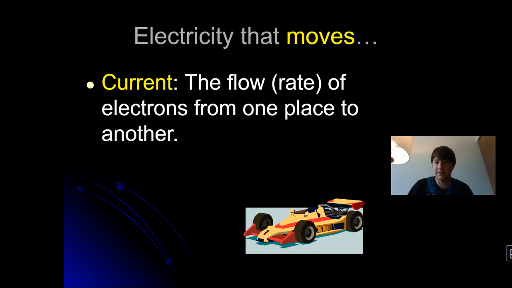So something important to keep in mind about this definition is the flow is kind of like a river. A river has current, and the current is the flow of water. In this case, current in electricity is the flow of electrons. So that's kind of what I use to think about it. The greater the current, the faster those electrons are moving, essentially.